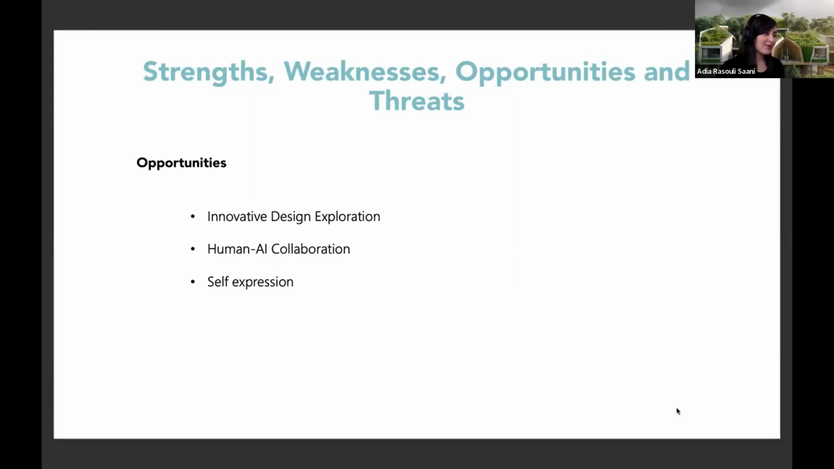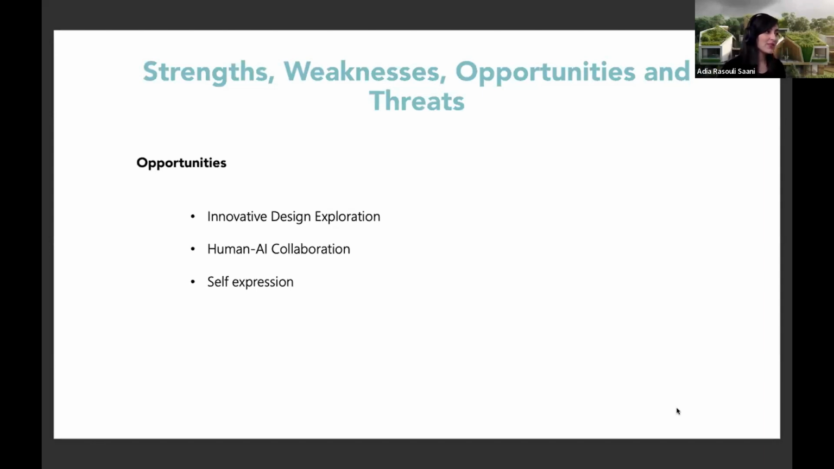The synergy between human and AI is a promising avenue for design. Human-AI collaboration empowers designers to leverage the strengths of both parties. Designers bring their creativity, intuition, and contextual understanding, while AI contributes to rapid data processing, pattern recognition, and generation capabilities.